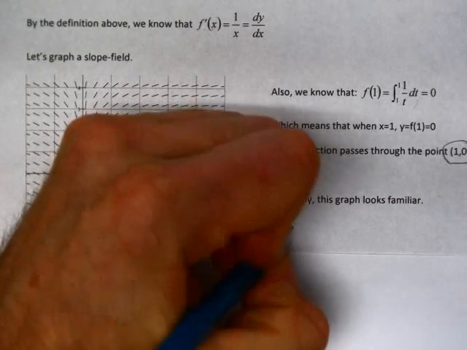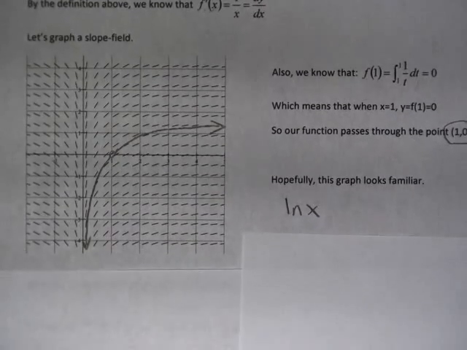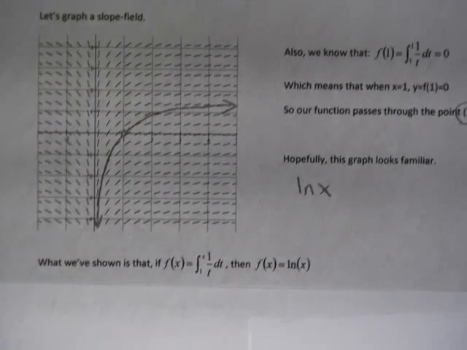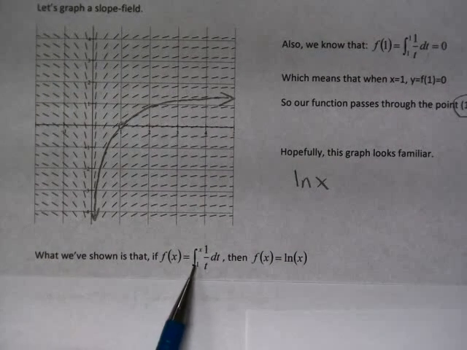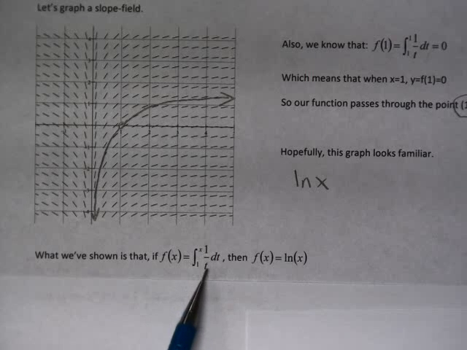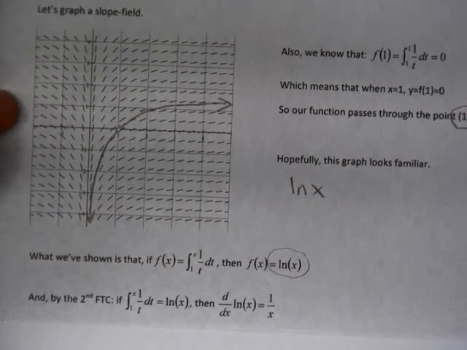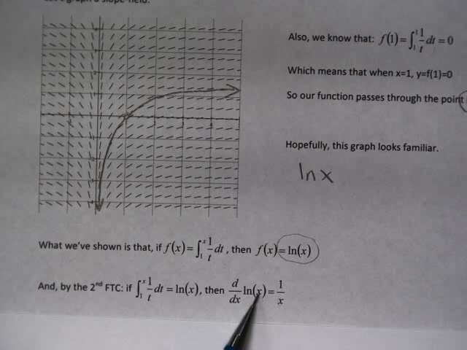This looks a lot like natural log of x. So what we've shown here is that this function f of x, defined this way as the integral from 1 to x of 1 over t dt, is the natural log of x. And then by the second fundamental theorem of calculus, that means that the derivative of the natural log of x is equal to 1 over x.